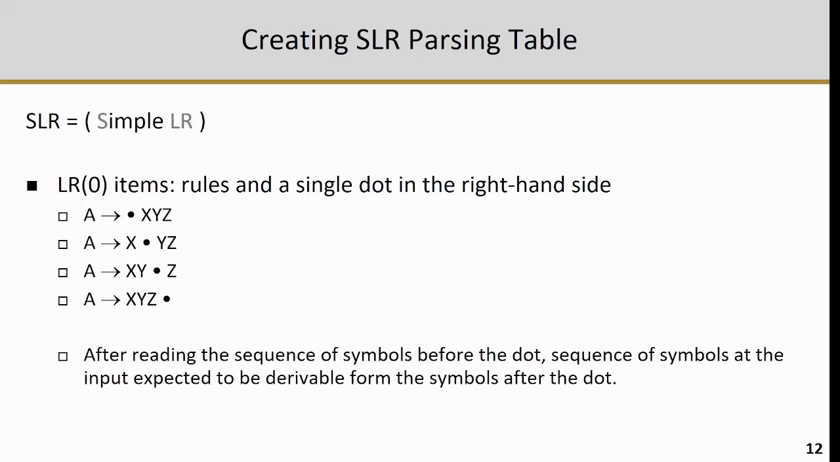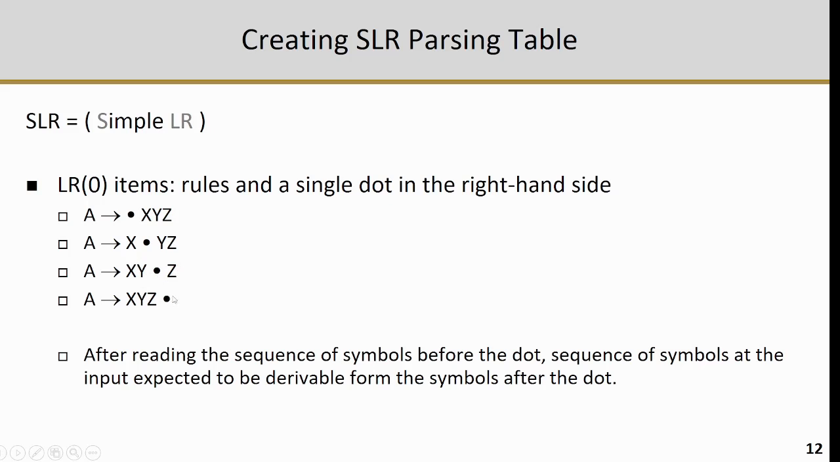specifies the position of the processing. So for example, if the dot is just before an X, we expect that at the beginning of the input there is something which can be derived from X, Y, Z. If it is after the X, we assume that we already have read something that can be derived from X, and the remaining part of the input is expected to be derivable from Y, Z. And if the dot is after X, Y, then probably we already have read something which could be derived from X and Y, and the remaining part can be derived from Z.